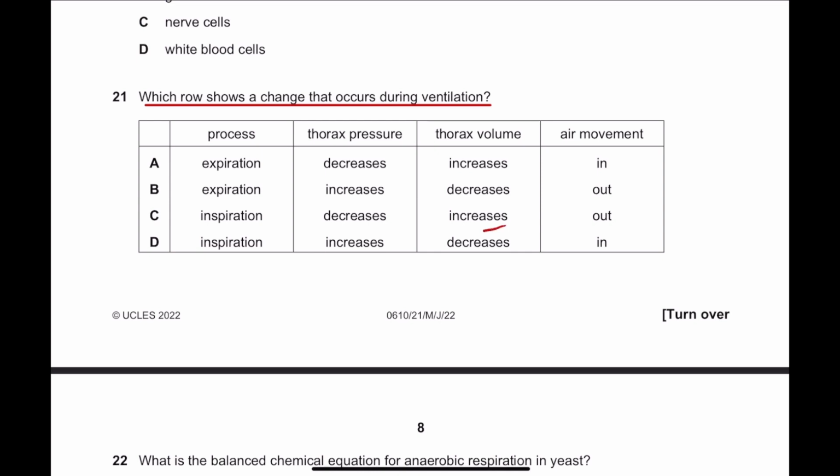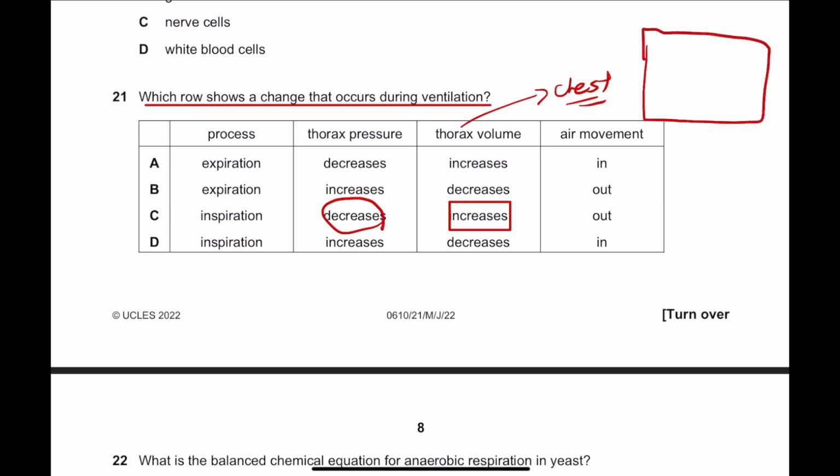So by increasing the thorax volume, which is the chest volume, the pressure automatically decreases. The bigger the space, the less pressure. Okay. Then the air moves from the outside to the inside.